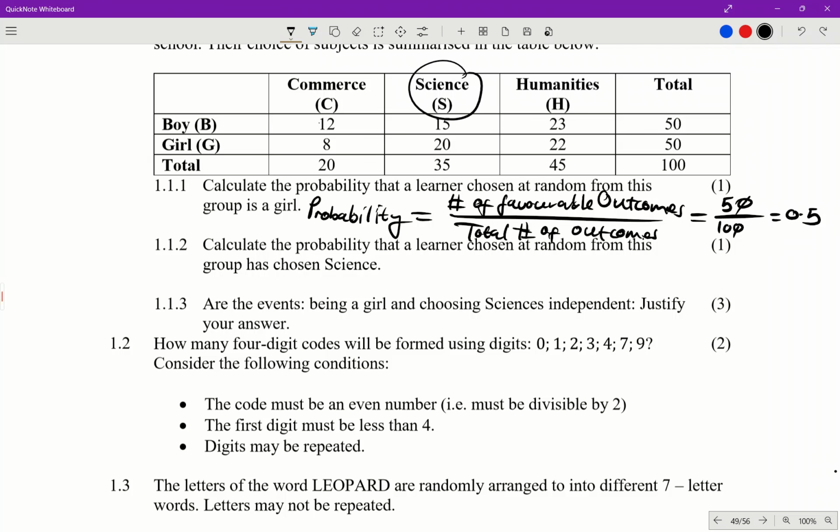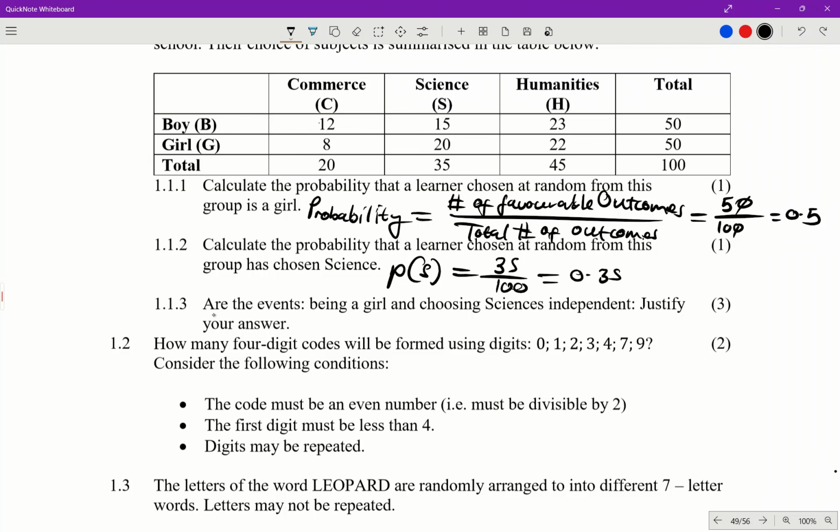Now, calculate the probability that a learner chosen at random from this group has chosen science. So you have science here. This is the favorable outcome. So the probability of a learner chosen at random from this school having chosen science is going to be the number of favorable outcomes, which is science, and the number there is 35, out of 100, which is the total number of outcomes. So that's going to give you 0.35.